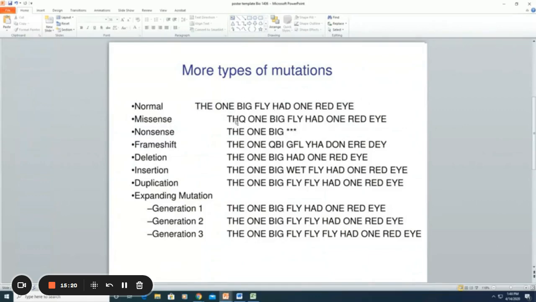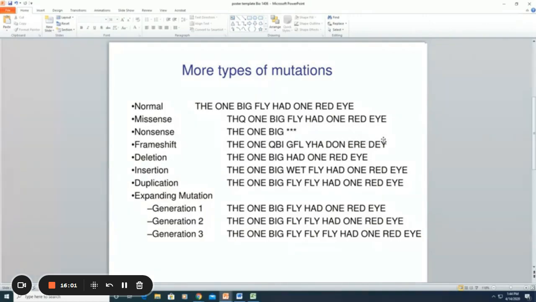A missense mutation would just change it like this, E to a Q. So it's like one big fly had one red eye. You probably would maybe figure it out, maybe not. A nonsense mutation would stop it early. So one big and then nothing else, right? A frame shift mutation is going to add a letter in such a way that it's going to shift all the letters down one, right? So now everything after that insertion doesn't make sense anymore. So instead of saying the one big fly had one red eye, it's going to say the one down air day, right? It doesn't make any sense anymore.